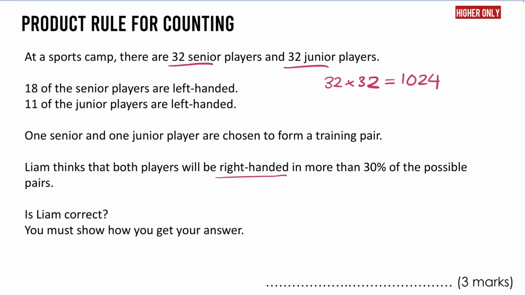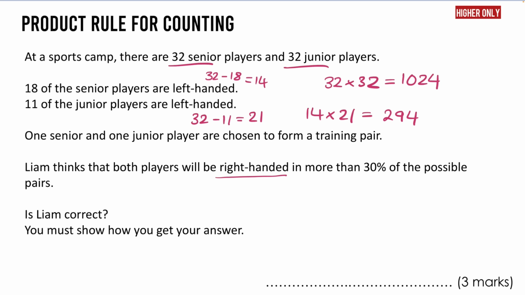But we want to know about the right-handed players. So we can do 32, take away 18 for the senior players to see how many are right-handed, and that is equal to 14. And 32 take away 11 is 21, and these are how many right-handed players there are. So if we do 14 times 21, that tells us the total amount of pairs of right-handed players that can be chosen, and that's 294.